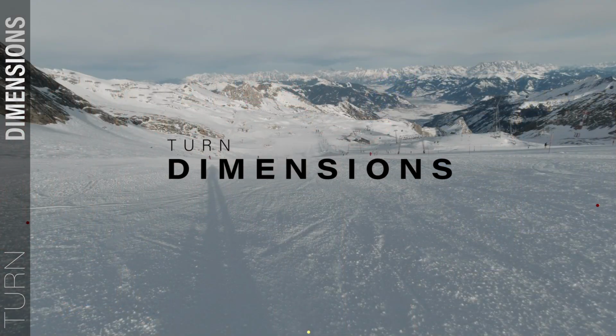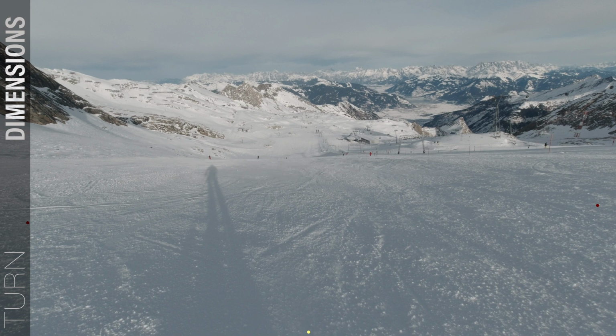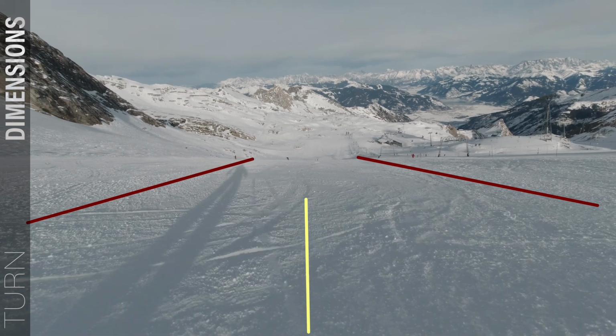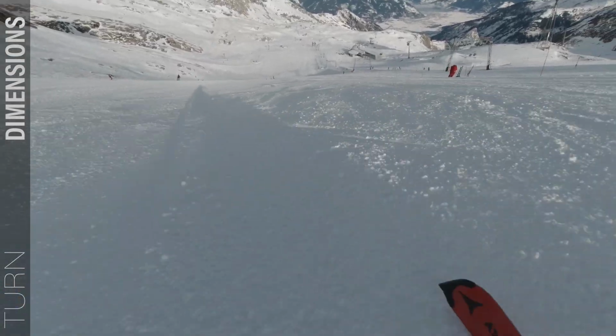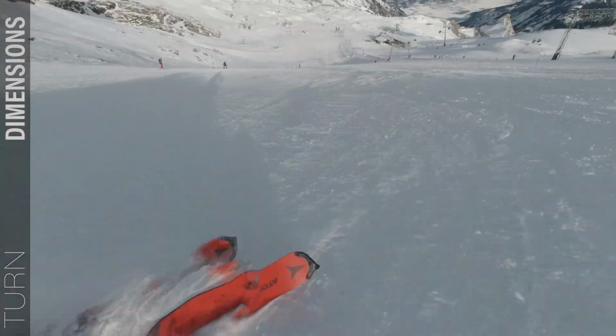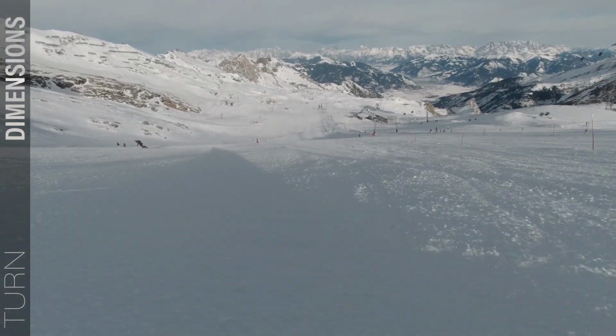First of all, let's draw up the dimensions of our turns. Imagine that you are standing on a ski slope and there is a corridor in front of you where you're gonna ski. The two sides, the two walls you will touch in each turn and the center line, parallel, the foreline. This is our playground which will help us split the turn into phases.